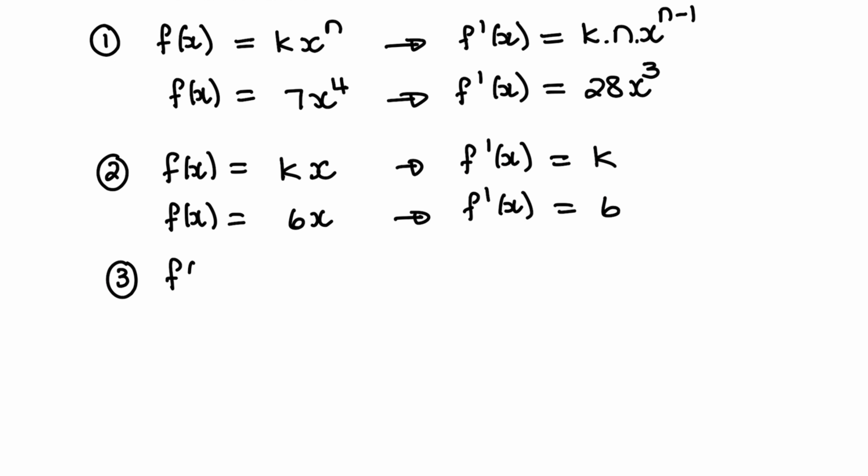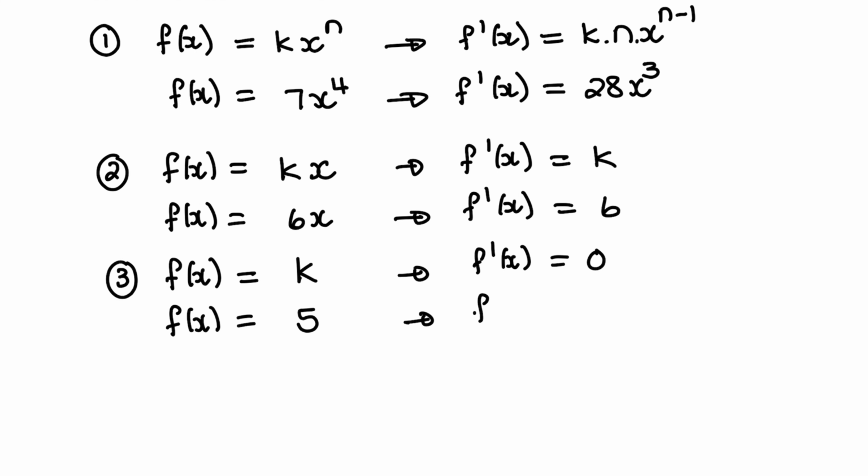Let's move on to our third rule, which says that if f(x) is equal to a constant value, then the derivative of f(x) is 0. So let's say, for example, that f(x) is equal to 5, then the derivative of f(x) is 0.